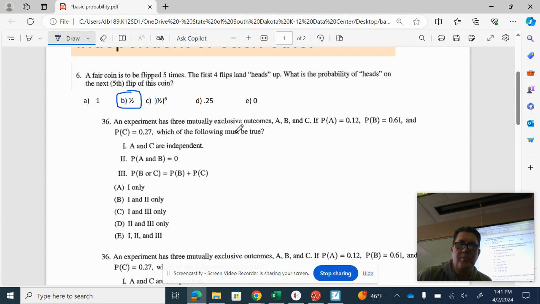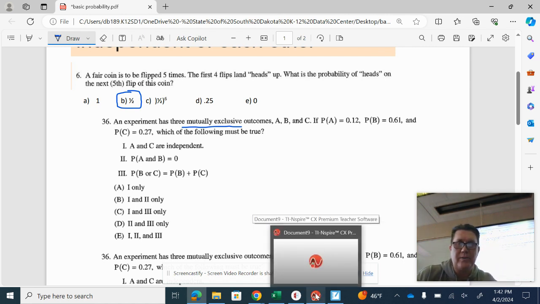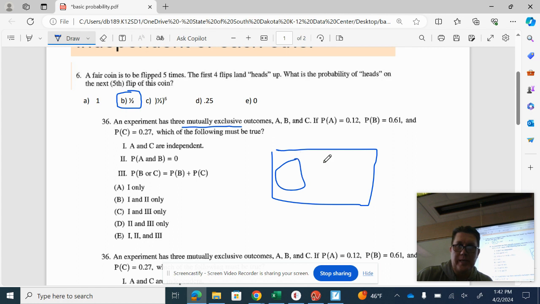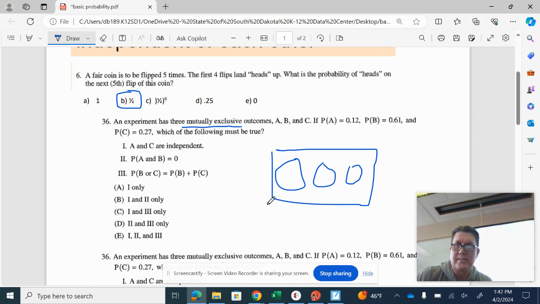It says an experiment has 3 mutually exclusive outcomes. Okay, so you have to know what mutually exclusive means. A, B, and C, meaning they can't happen at the same time. A is 12%, B is 61, and C is 27. So first, you might ask, does that add up to 100%? 12 plus 61 is 73, plus 27. Sure enough, those add up to 100%. If they're mutually exclusive and you were to draw a Venn diagram, there would be 3 separate circles, because if one happens, the other one can't.